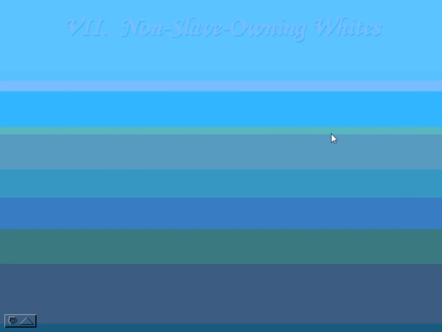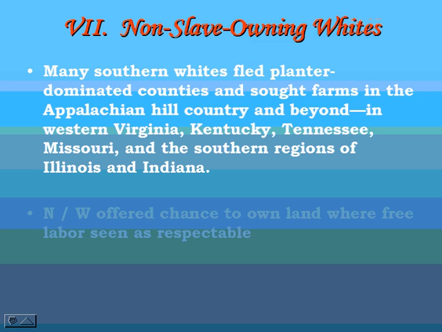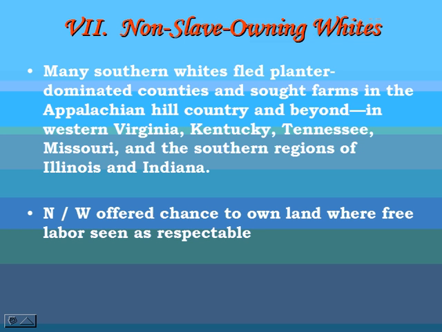Many southern whites fled planter-dominated counties, sought farms in the Appalachian Hill Country and beyond in western Virginia, Kentucky, Tennessee, Missouri, and the southern regions of Illinois and Indiana. Moving north and further west did offer the chance to own land, where being free and being a farmer was seen as being more respectable than in the South, where the goal was always to own slaves.